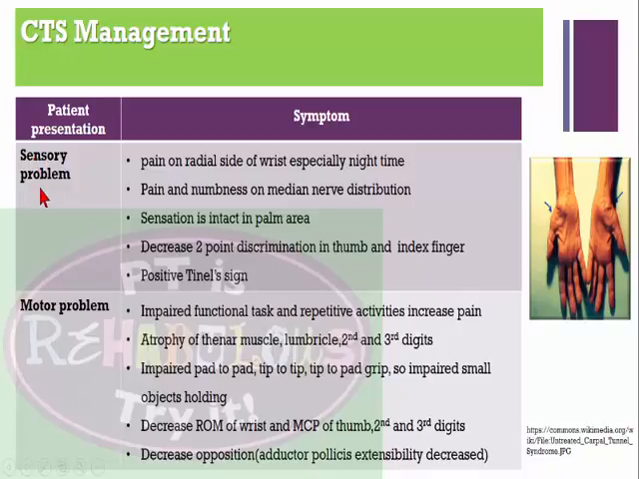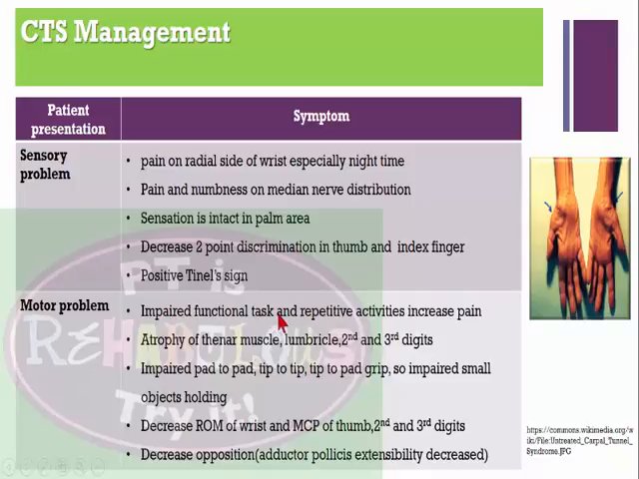First, sensory problem. In a patient with carpal tunnel syndrome, they may have pain on the radial side of the wrist, especially aggravated at night time. Pain and numbness in the median nerve distribution. Sensation is intact in the palm area, but there is decreased 2-point discrimination in the thumb and index finger. Positive Tinel's sign.